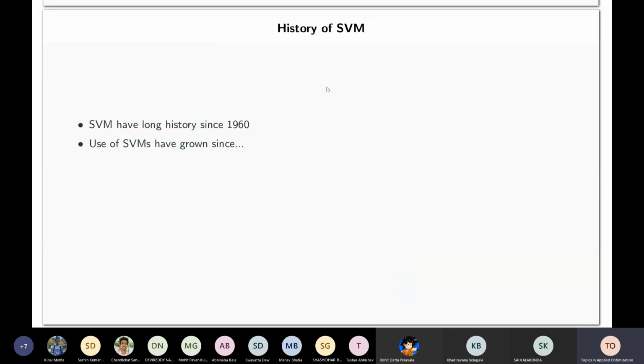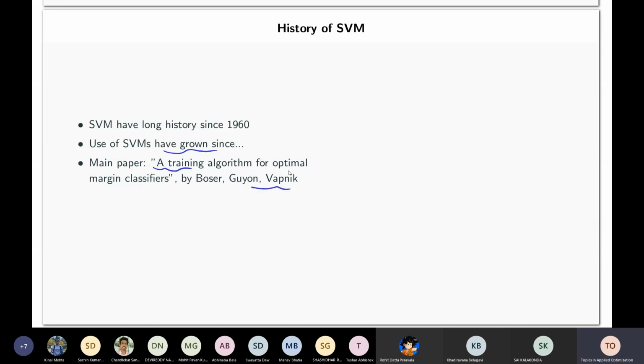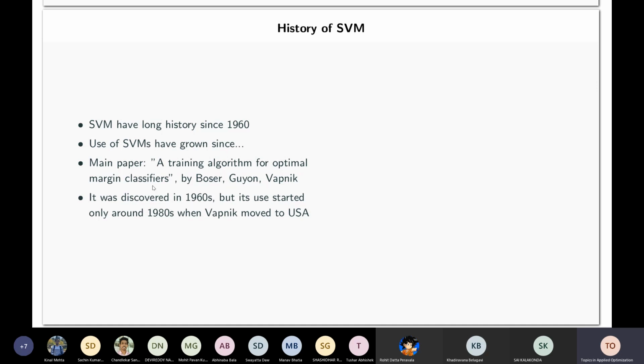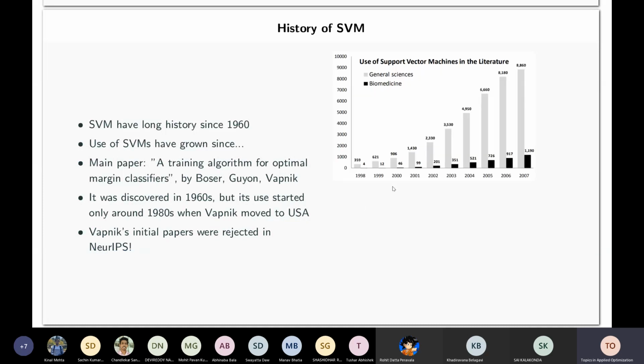Okay, let us do a quick history of SVM. Proposed in 1960, SVM has grown ever since. It's still very popular, so don't discount this. It was first proposed by Vapnik. The paper was A Training Algorithm for Optimal Margin Classifiers. Although it was proposed in the 60s, its use only started in the 1980s when Vapnik moved to the US. Vapnik was Russian. Vapnik's initial papers were rejected from top machine learning conferences.